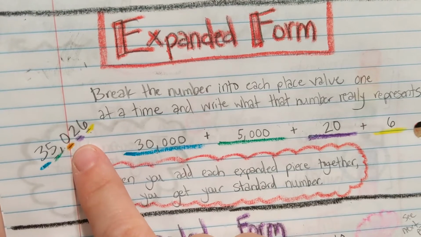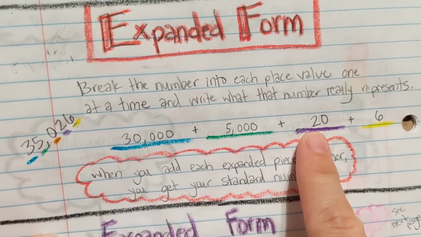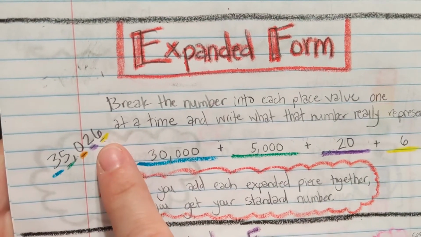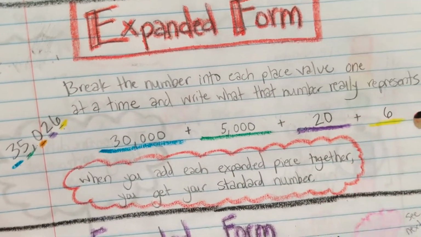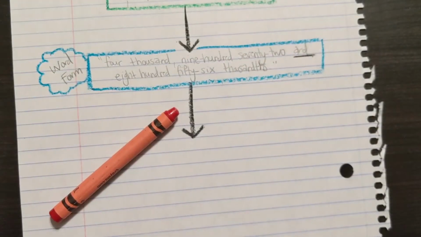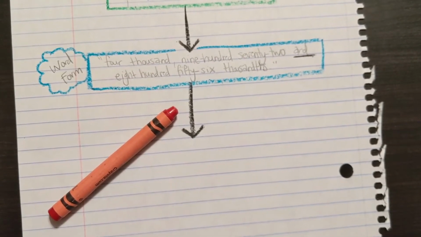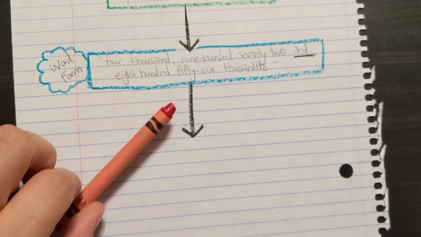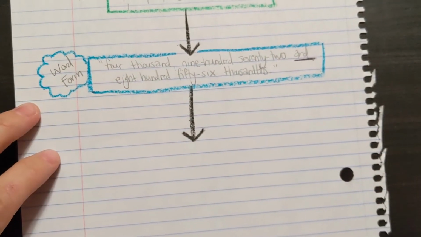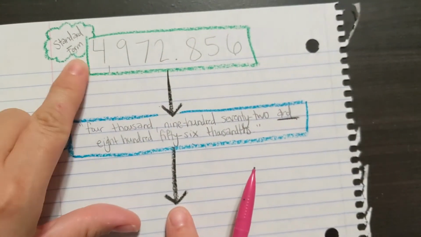What does that 2 really mean? 20, because it's in the tens place. What does that 6 really mean? 6. So now we're going to take our number, our really long number, and we are going to write it out in expanded form. Okay? So it's not too difficult. All we do is we pull the first number. So we're going to have to be looking at this.